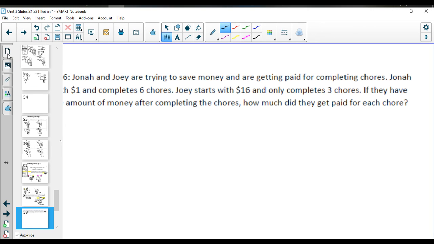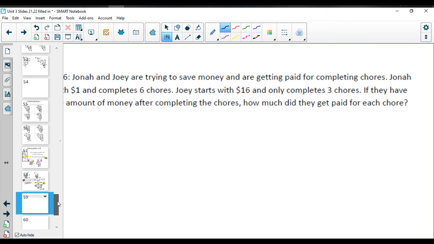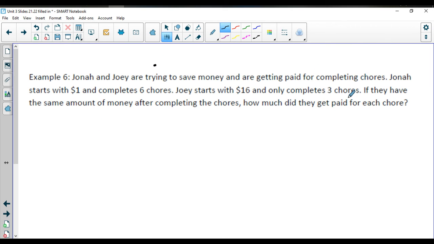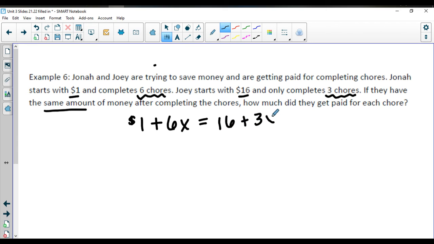Example number 6 here. So we have Jonah and Joey are trying to save money and they're getting paid for completing chores. Jonah starts with $1 and completes 6 chores. Joey starts with $16 and only completes 3 chores. However, if they have the same amount of money after completing their chores, how much did they get paid for each? So Jonah is $1 to start and does 6 chores. We don't know how much he gets paid for the chores. Joey starts off with $16 and completes 3 chores.